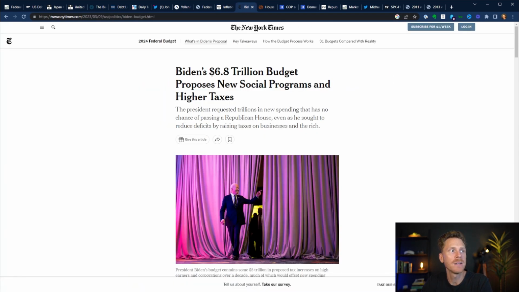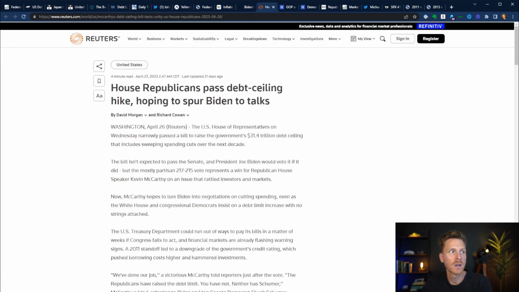And in addition, Biden recently proposed a $6.8 trillion budget for fiscal year 2024, which has all this spending for new social programs, child care, early childhood development, of course, higher taxes on the rich, things that the Republicans also really hate. Now, the House of Representatives, led by the Republicans, recently passed their own debt ceiling hike, which was meant to spur talks, but they were willing to raise the debt ceiling in exchange for cuts in spending.